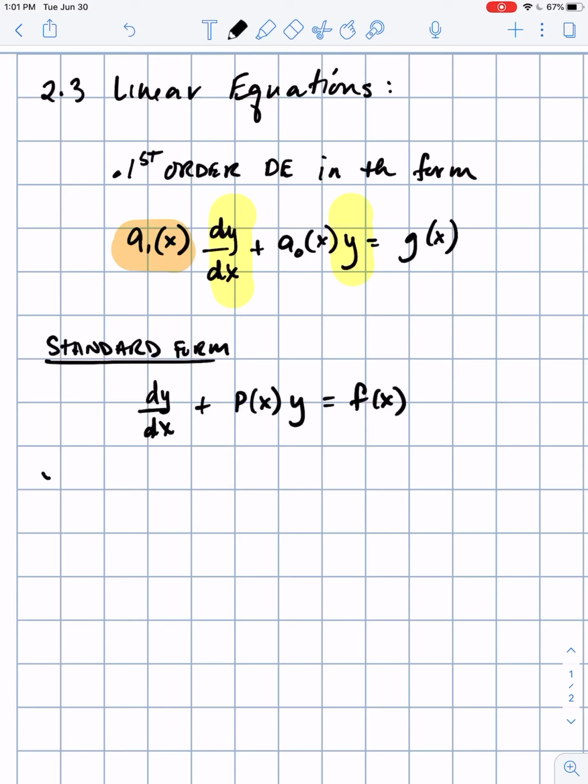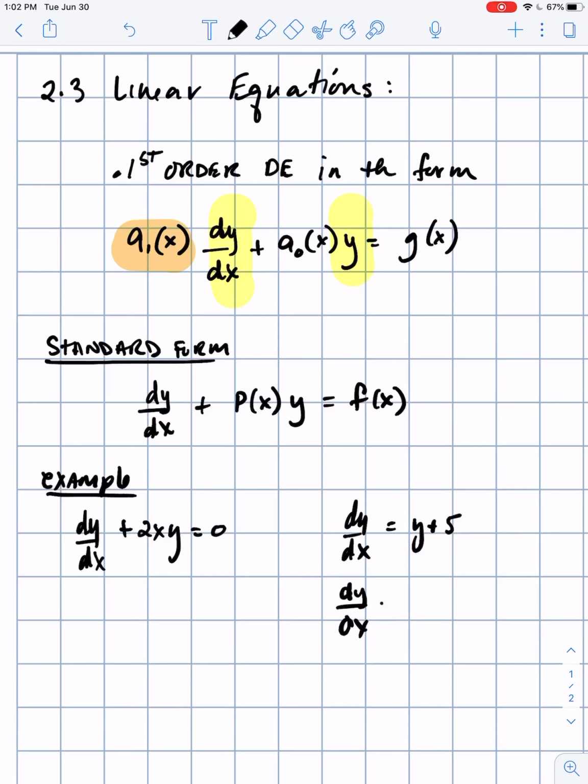Okay, so an example would be dy dx plus 2xy equals 0, or you could have dy dx equals y plus 5. I know this doesn't look like that order, but you could rearrange it: dy dx minus y equals 5, and then you have it in that order.